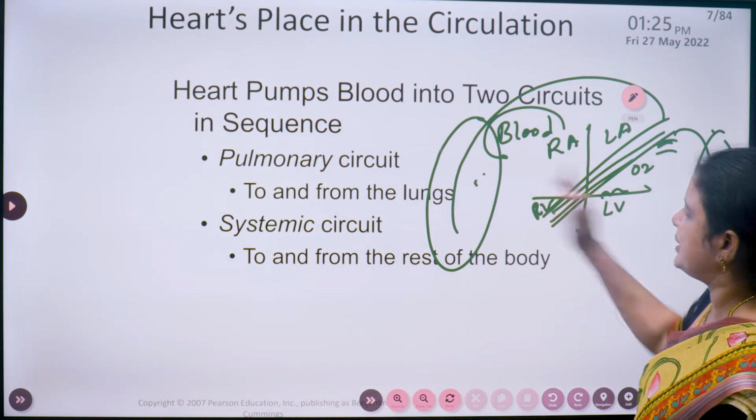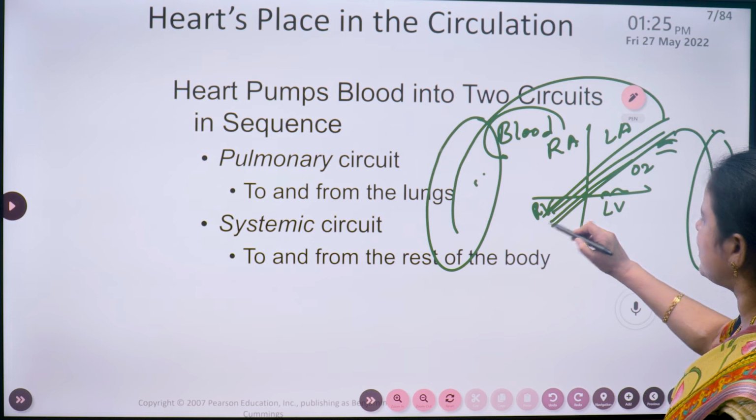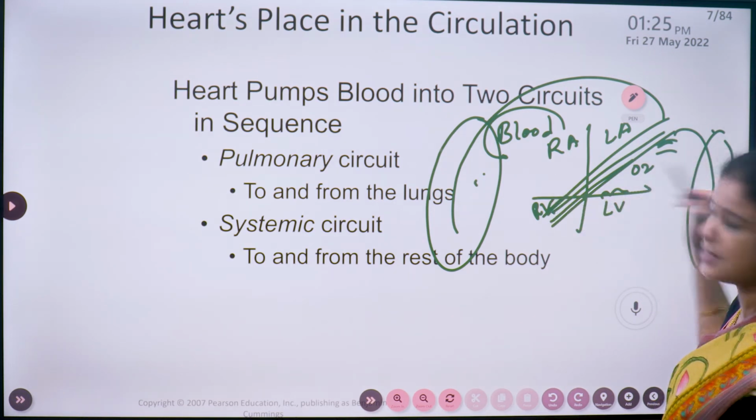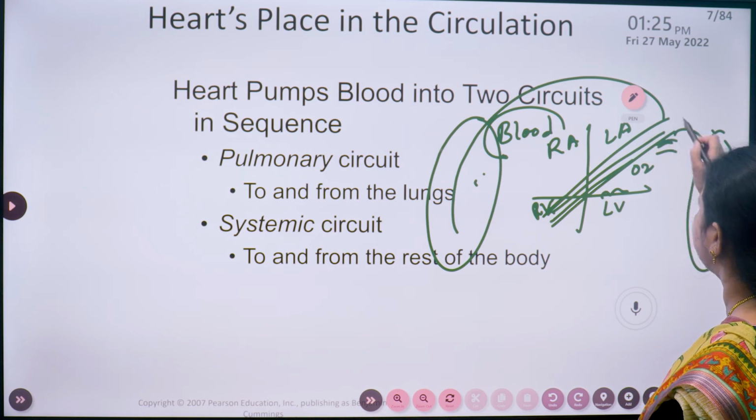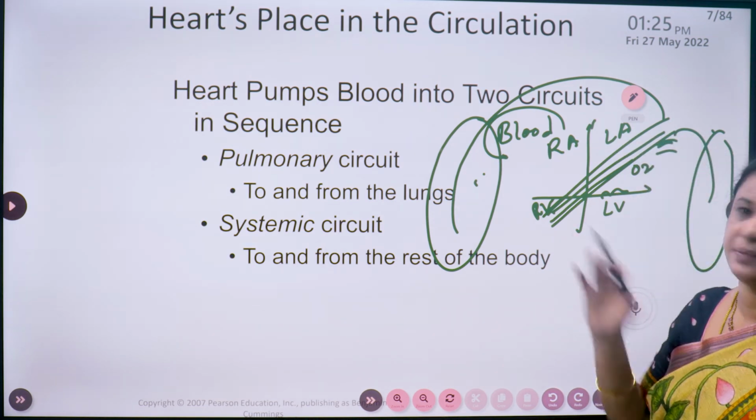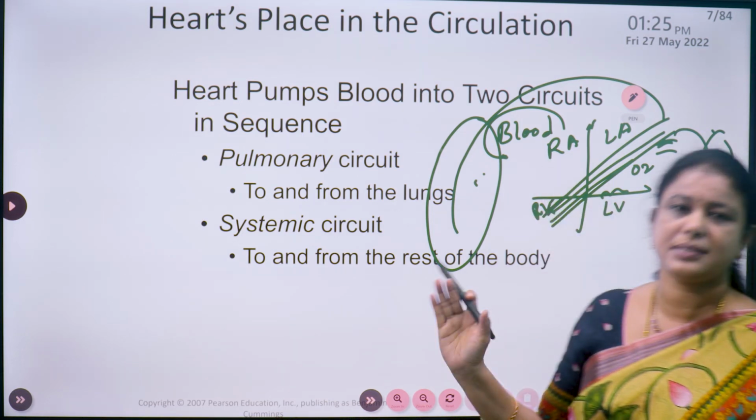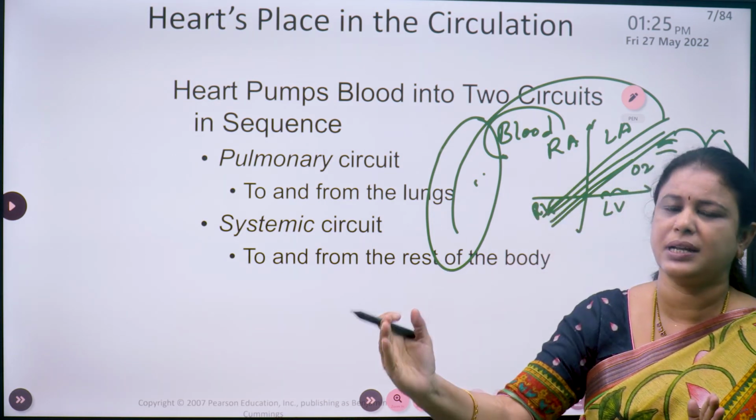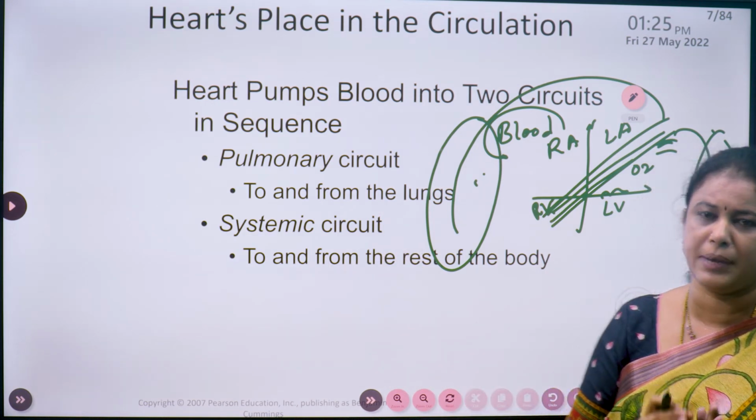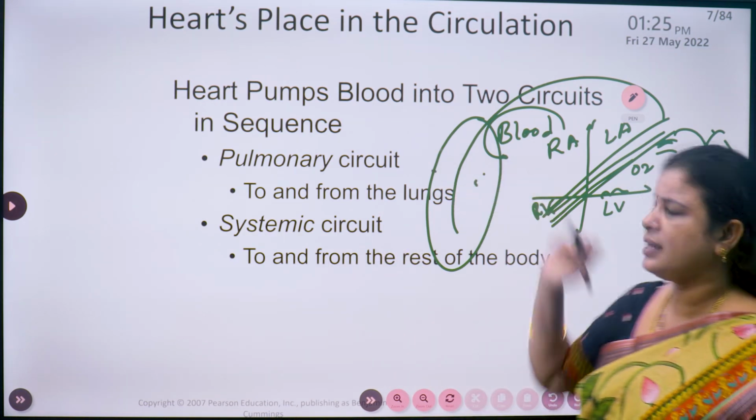Pulmonary circulation means the deoxygenated blood ejected from the right ventricle goes to the lungs, and through the pulmonary veins it gets back to the left atrium. The blood is pumped to the lungs, and from the lungs it comes back to the heart. That is called pulmonary circulation.